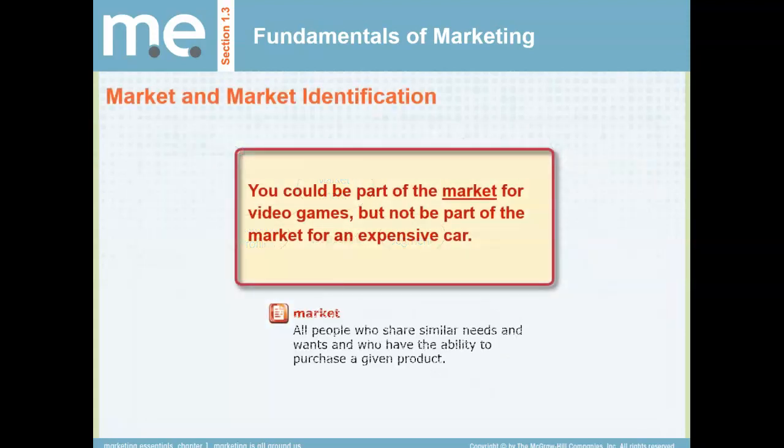All right, first definition, the market: all people who share similar needs and wants, who have the ability to purchase a given product. That is the market. So currently, for example, you might be part of the market for video games, but you're probably not part of the market for expensive cars. However, in 10, 15 years, that might be inversed. Or you might be part of both markets.